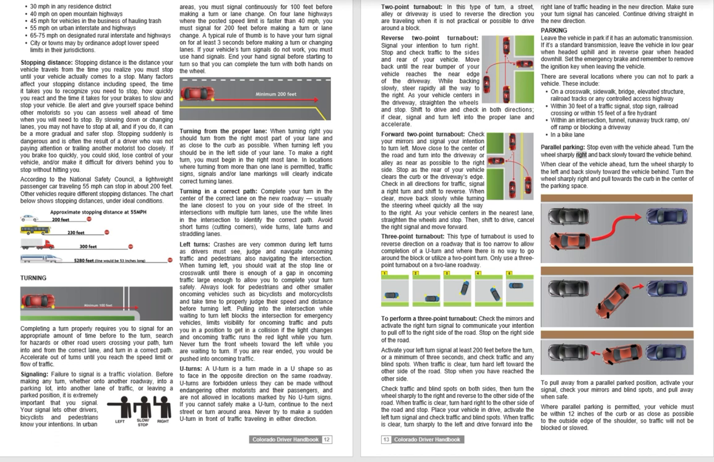Parallel parking. Stop even with the vehicle ahead. Turn the wheel sharply right and back slowly toward the vehicle behind. When clear of the vehicle ahead, turn the wheel sharply to the left and back slowly toward the vehicle behind. Turn the wheel sharply right and pull towards the curb in the center of the parking space. To pull away from a parallel parked position, activate your signal, check your mirrors and blind spots, and pull away when safe. Where parallel parking is permitted, your vehicle must be within 12 inches of the curb or as close as possible to the outside edge of the shoulder, so traffic will not be blocked or slowed.